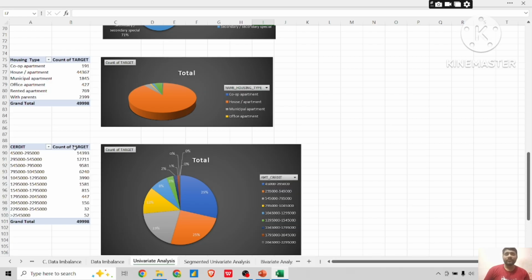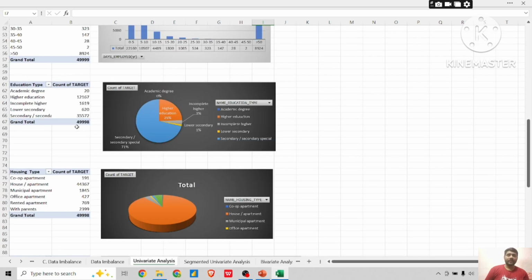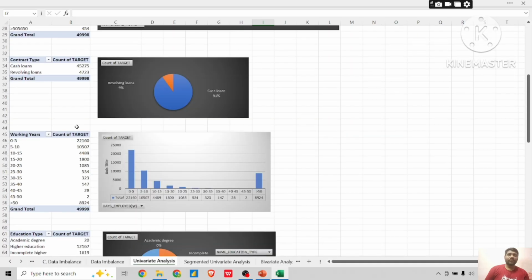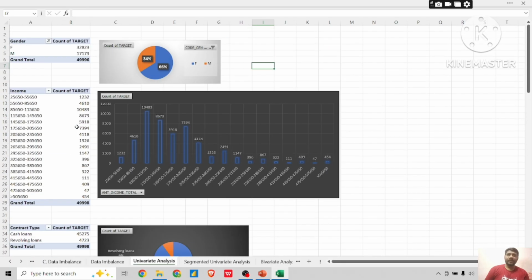Housing type: housing status reveals that over 89% of applicants live in a house or apartment. This indicates a sense of residential stability, which could influence loan approval decisions. Gender: the gender distribution shows that 66% of applicants are female, while 34% are male. This helps us understand the demographic dominance in loan applicants.